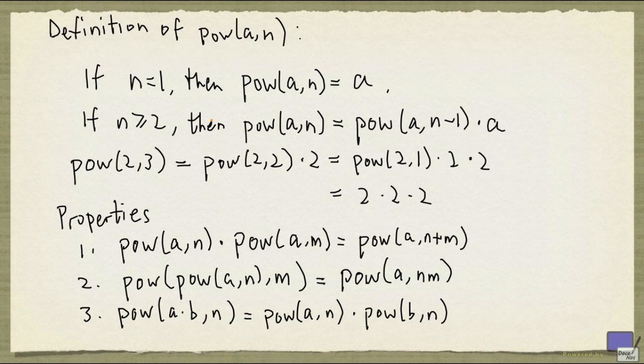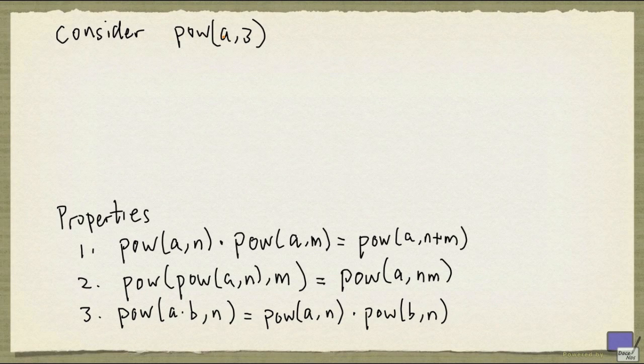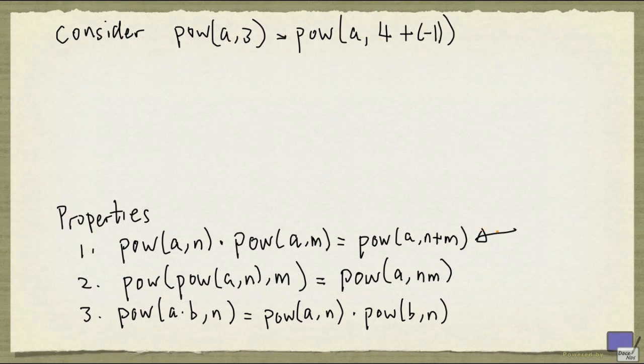Let's motivate this by an example. Consider POW a, 3. Now, 3 can be written as 4 plus minus 1. So I can write this as POW a, comma 4 plus minus 1. Of course, 3 can be written as 5 plus minus 2 as well, but we're just going to focus on this particular thing. Now, if we wish to satisfy this, then what we'll need is that POW of a, comma 4 times POW a, comma minus 1 has to equal this.